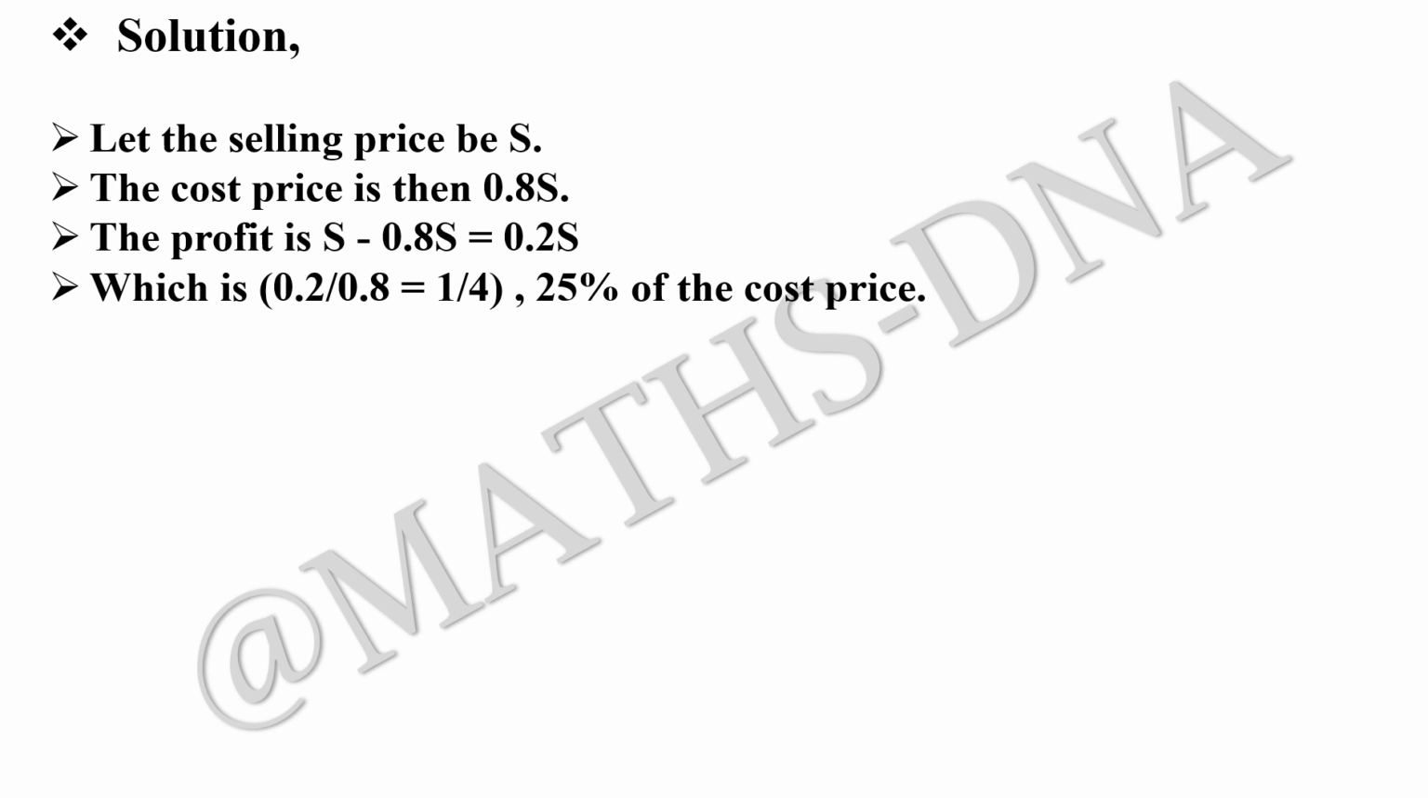They consider it again on the selling price S, that is 0.2 upon 1, and then they get the answer 20%, which is wrong. You always consider it on the cost price, that is 0.8. So 0.2 divided by 0.8, that is 1 by 4, and into 100, that will be 25% of the cost price, and therefore the correct answer is option B, 25%.